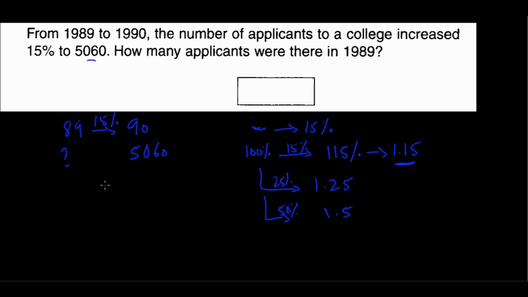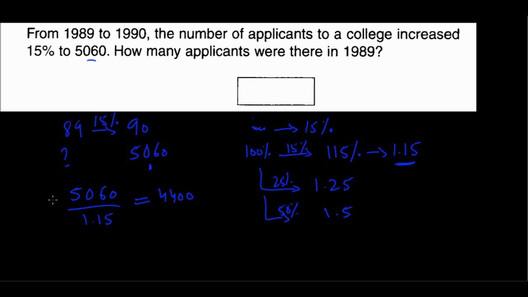Alright, back to the problem now. So I know this 5060 represents what? It represents the number I get after the 15% increase. So what I can simply do is say, okay, 5060 is 1.15 of the original, so if I divide that, I'll get my original 1989 value back. So this number gives me 4,400.